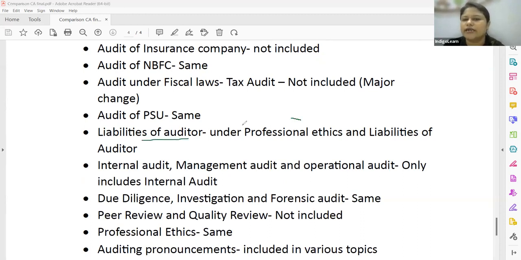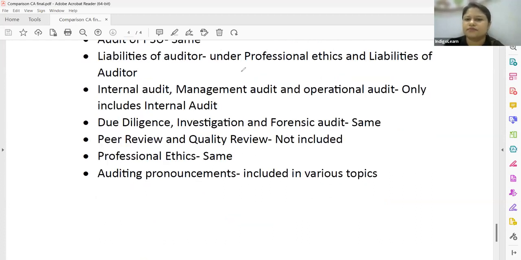Liability of the auditor is now covered under professional ethics. Then you have internal audit, management and operational audit earlier, which now is only internal audit. Due diligence, investigation, forensic audit, no longer continued. Due diligence cannot be removed because it has a lot of importance in today's world, as I told you. So that continues to be the same.